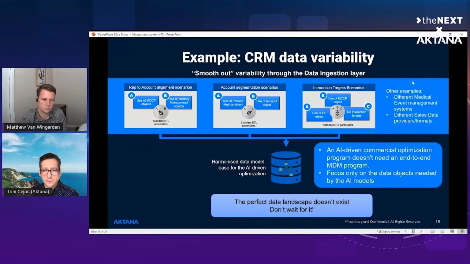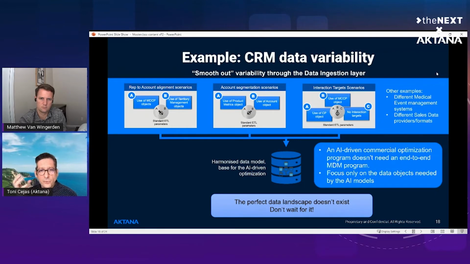Then through some parameters, we fine-tune the connection to make sure that we are pulling the data correctly, and that's it. But we don't have to write new code all the time. And this accelerates the implementations and makes them more cost-effective. And you have more examples here. So you have more examples for account segmentation. That's another typical case. For interaction targets and scenarios, you would have some examples for uses of different medical event systems or differences in the sales data formats and providers.